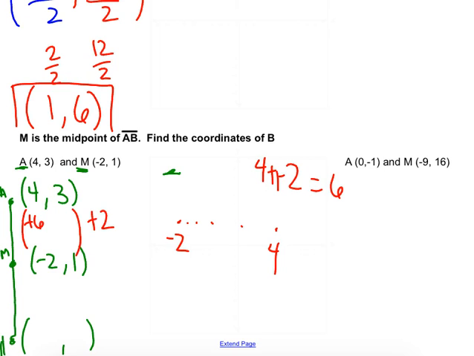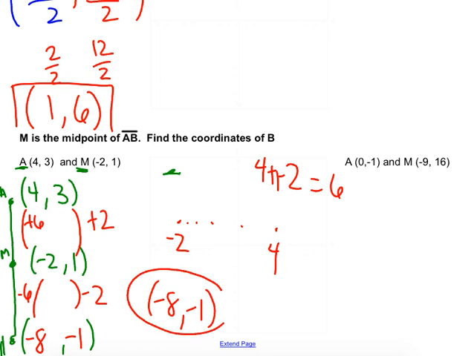So now I just do the opposite. This time I'm going to take -6 to get from here to here. So -2 minus 6, and I get -8. Now 1 minus 2 is going to give me -1. So my answer, -8, -1. And for time, we're going to skip that guy too.